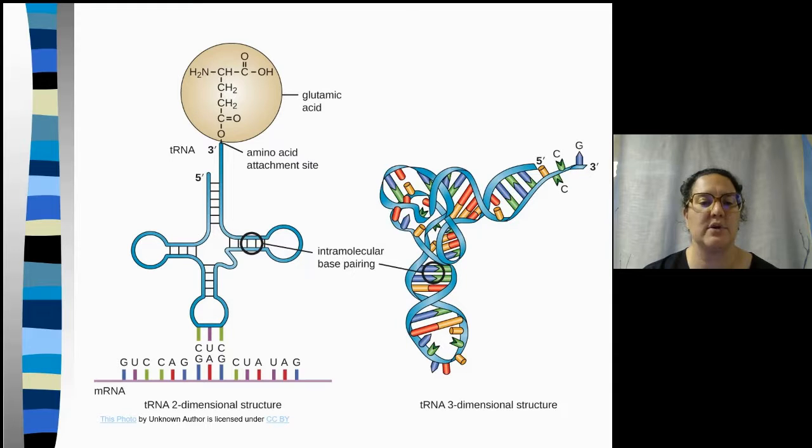Now, again, these anticodons are going to be important because then as the next amino acid is carried up by a tRNA molecule, those amino acids will be held next to each other so that they can be bound together in a longer amino acid chain.